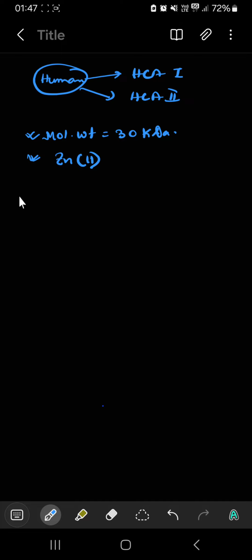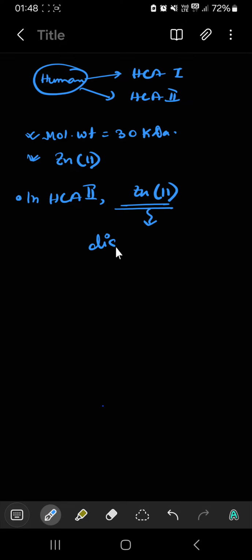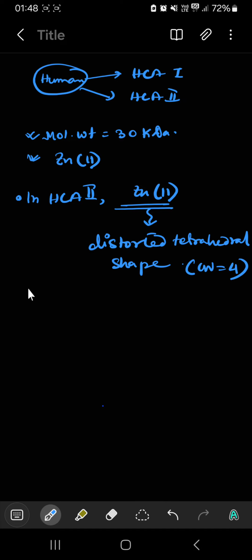In HCA2, the Zn2+, that is the metal center, has a distorted tetrahedral geometry. It forms a coordination complex with the enzyme, giving a distorted tetrahedral shape. Since it is tetrahedral, its coordination number is 4. Three of them are satisfied by the enzyme.